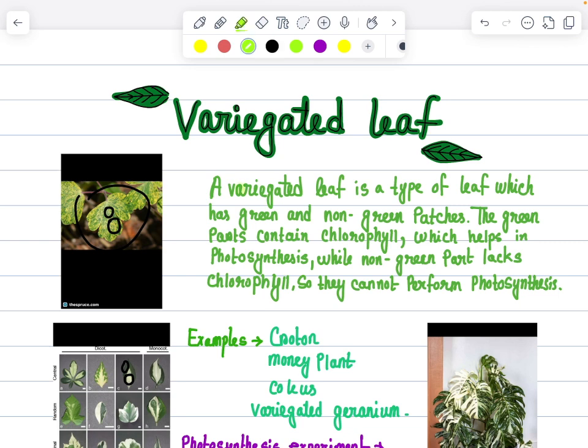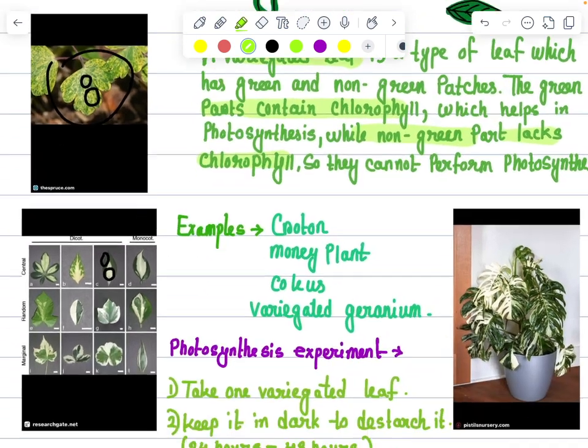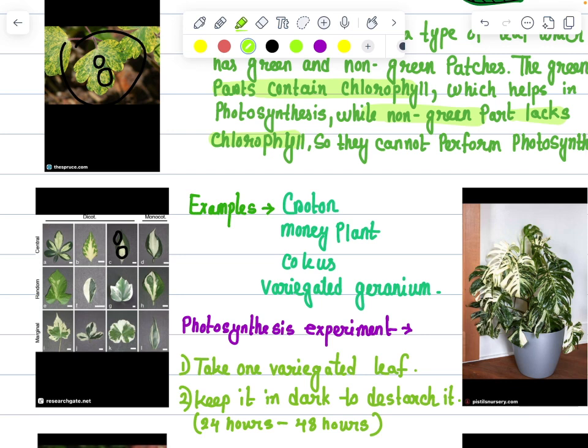These green parts contain the chlorophyll, and the non-green parts lack the chlorophyll. They bear other kinds of pigments, and sometimes they also lack pigment. If they don't have any kind of pigment, then they will be white like this. You can look at this picture. There is a white part and there is a green part.